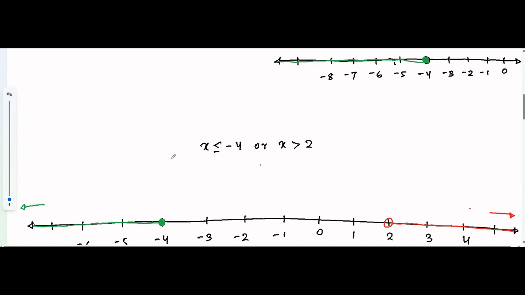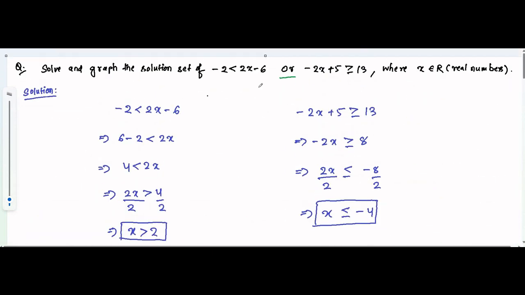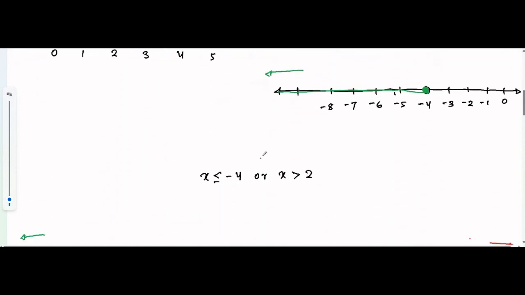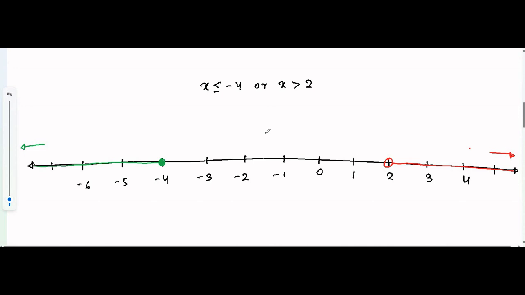Now here by chance, suppose instead of or, it would have been written and, okay, we have to solve and graph the solution of minus 2 lesser than 2x minus 6 and minus 2x plus 5 greater than or equal to 13. So here we have to find an intersection of both the solutions, values common to the solutions of both the inequations. So in that case, there would have been no solution, because there is no overlapping point, no common intersection point between these two solutions.